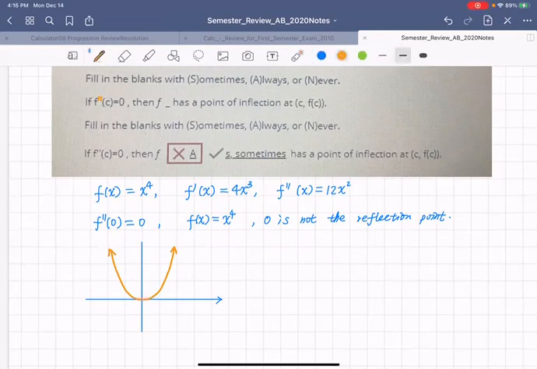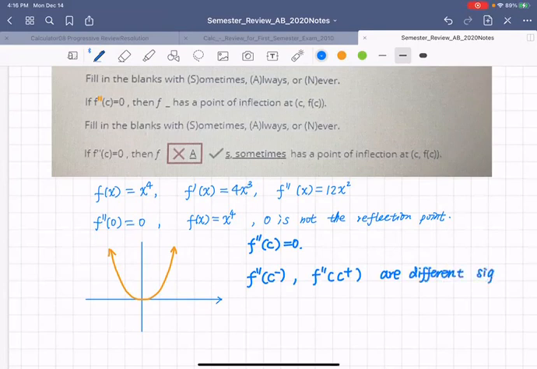If you want to call some point the inflection point, you have to say this, okay? You say here, your f prime prime of c equals 0, and the second derivative on the left and on the right are different signs, you know? They switch signs, all right? If they switch from both sides, then this point is called the inflection point.